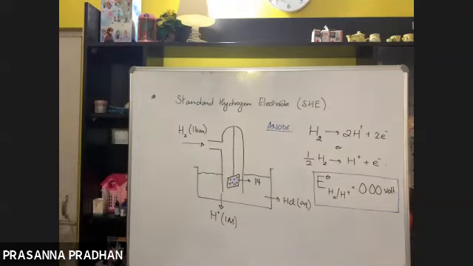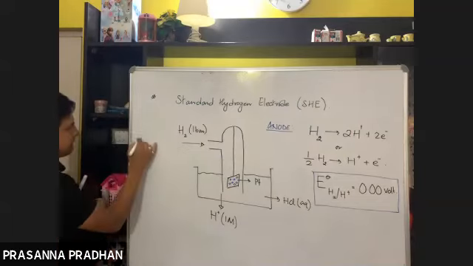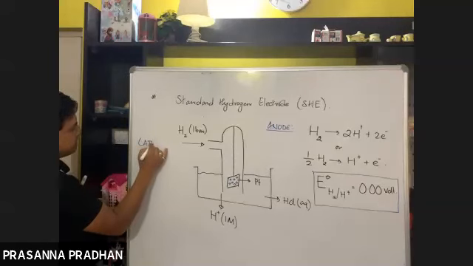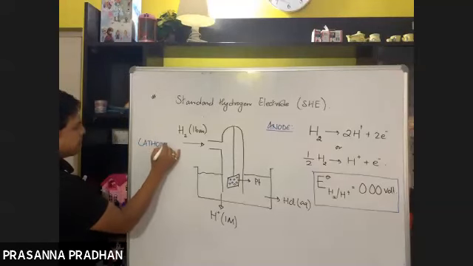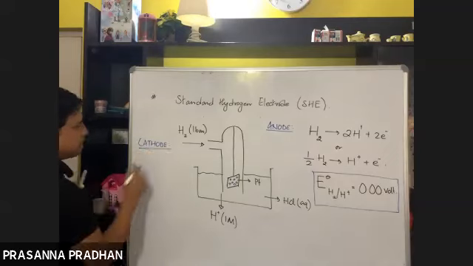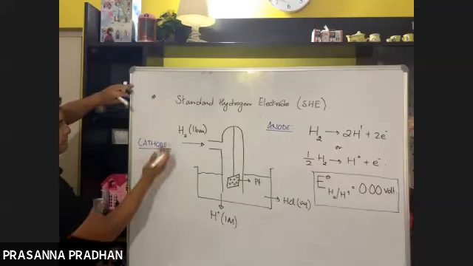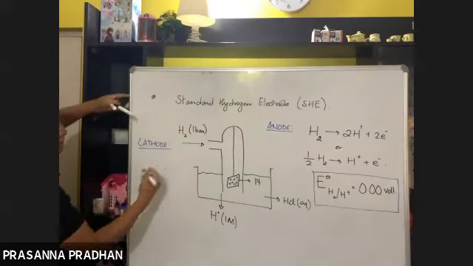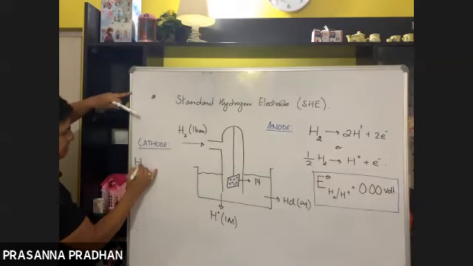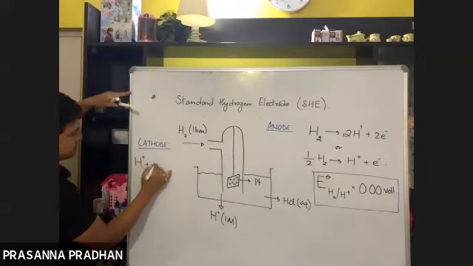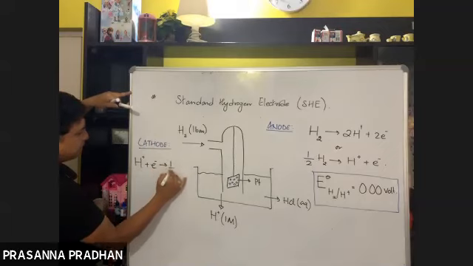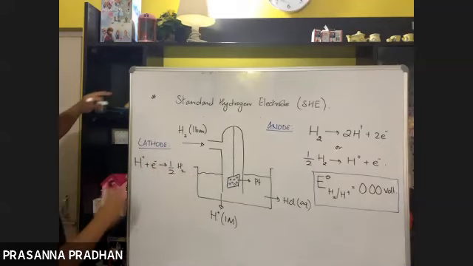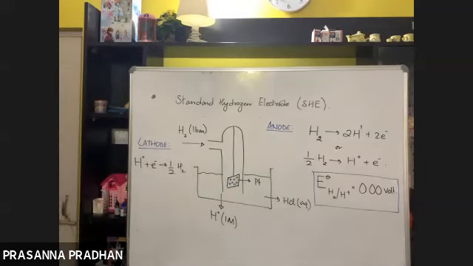Fine. Now, if it behaves as a cathode, then it may behave as an anode, it may behave as a cathode as well. So if it behaves as a cathode, what will be the cell reaction now? It will just be the opposite. So what will be the reaction? H positive plus electron gives us half H2. So this will be the cell reaction.